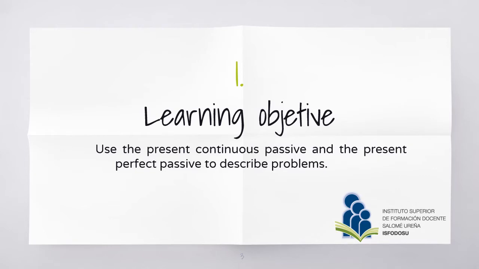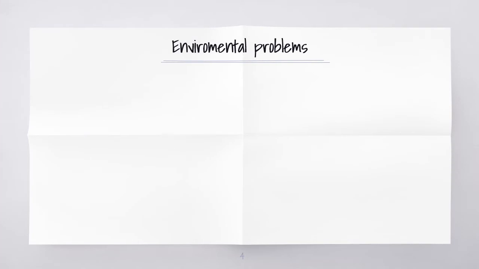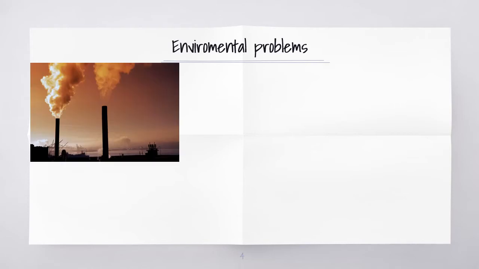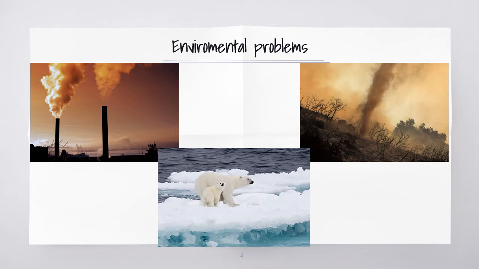In this video, you are going to learn how to use the present continuous passive and the present perfect passive to describe problems. On our planet, there are many environmental problems, such as air pollution, deforestation, and climate change. To talk about these and other problems, you can use the passive voice.